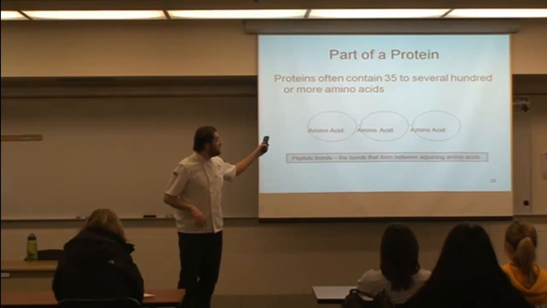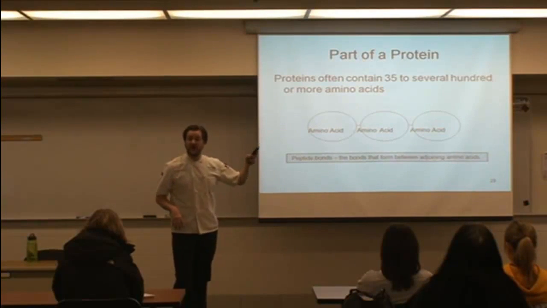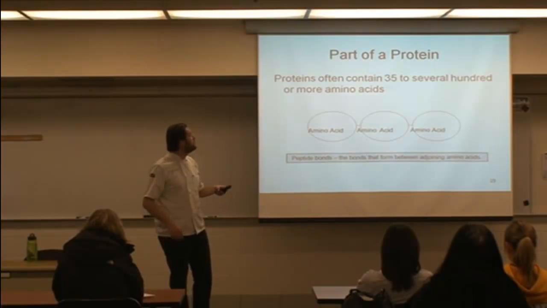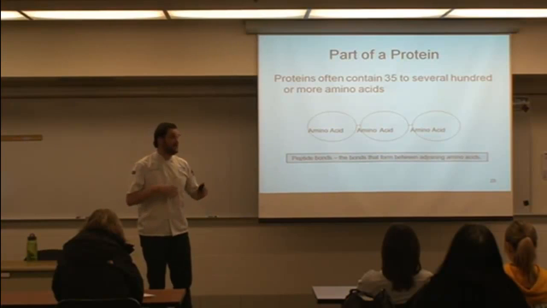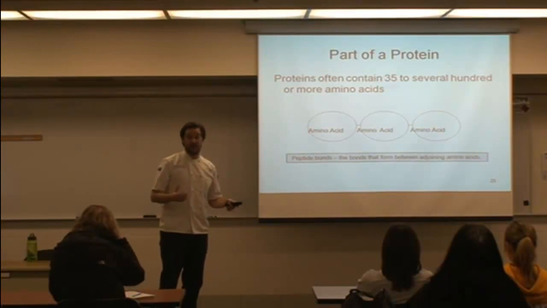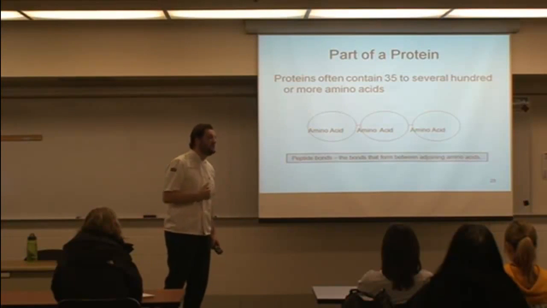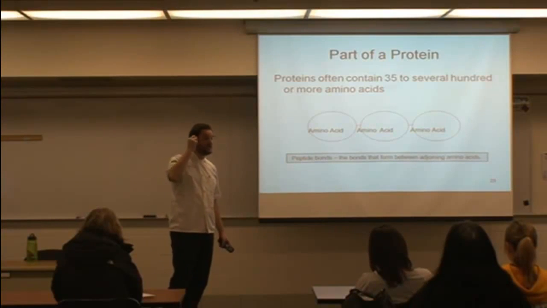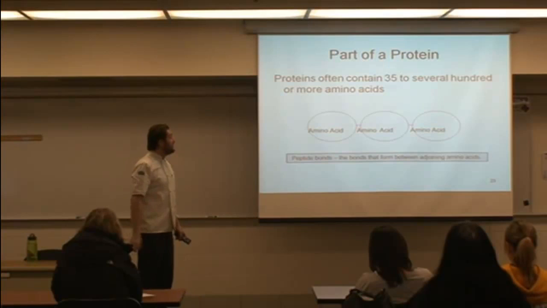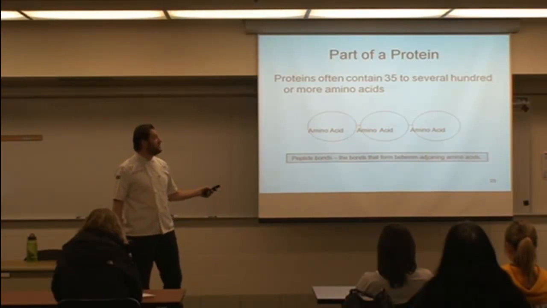Part of a protein, amino acids. There's an example of a peptide or a polypeptide, 3 amino acids connected by 2 peptide bonds. Proteins often contain 35 to several hundred or more amino acids, and they sort themselves, they assemble themselves, depending on what kind of material they're going to assemble themselves as. So it's not even as simple as saying, is it going to be hair? Is it going to be toenails? If it is hair, what kind of hair is it? Is it eyelashes? Is it the hair on your head? All of those things have different amounts and chains of amino acids and peptide bonds.